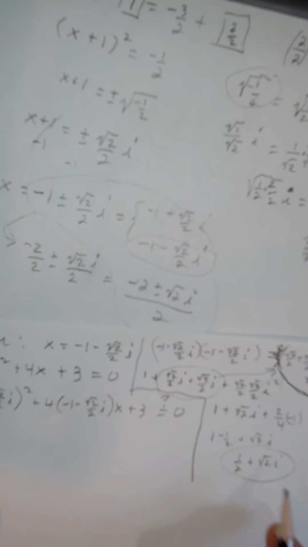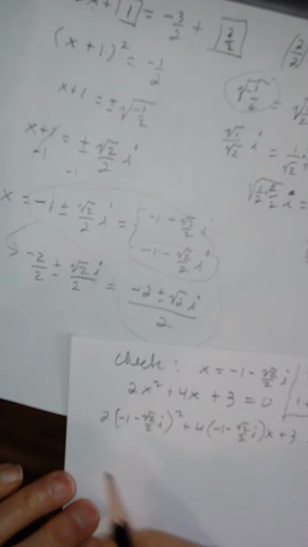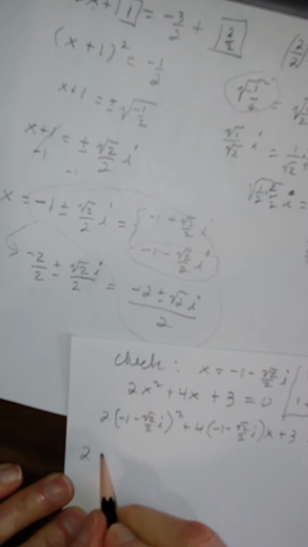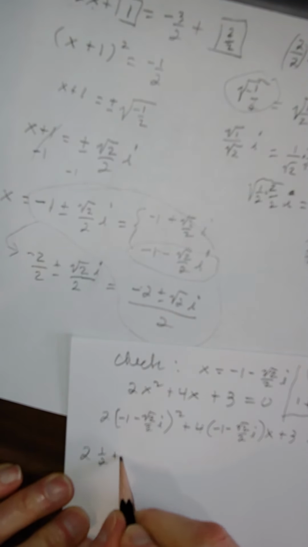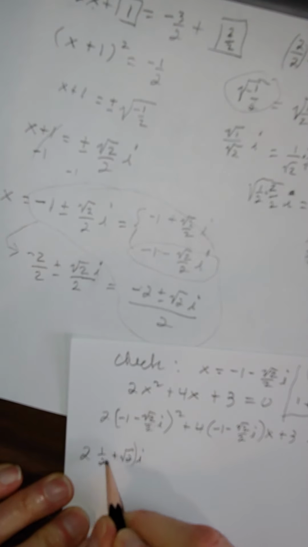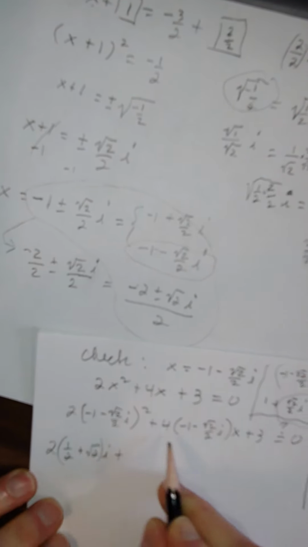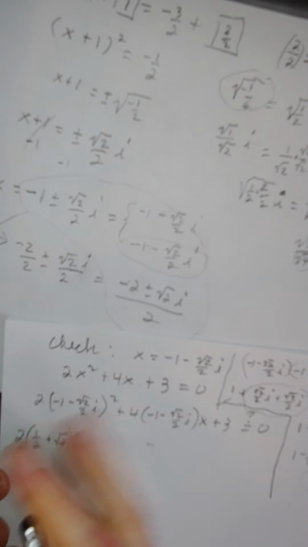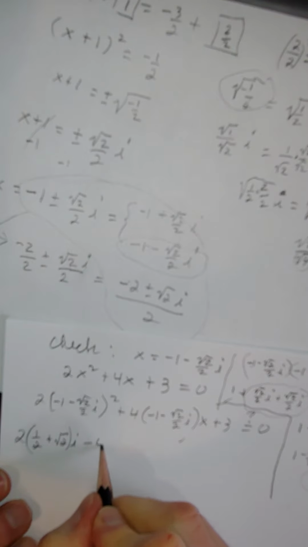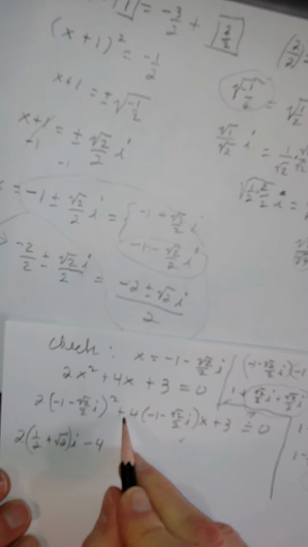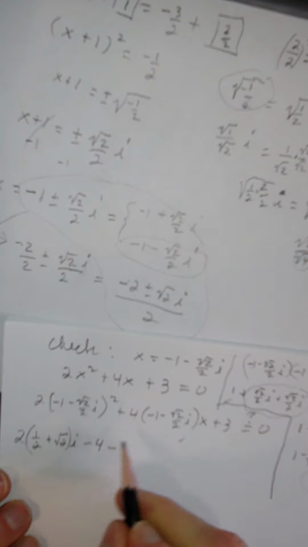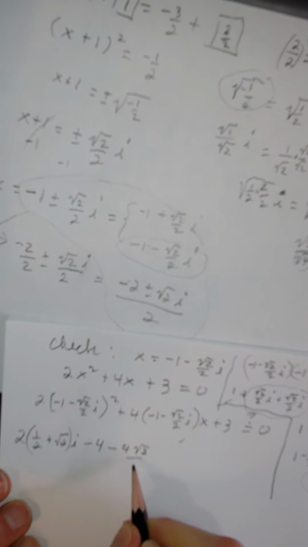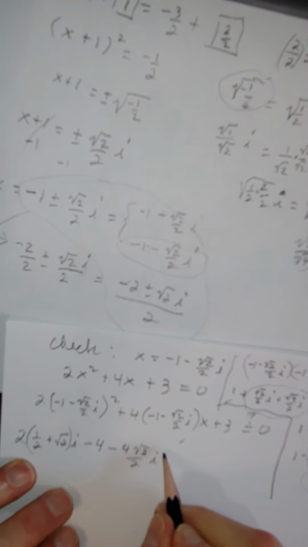But that's the work. Okay, so now substituting this back in for this squared term, so we have 2 times that squared, which turned out to be 1/2 plus square root of 2i, and plus 4 times this, let's multiply it out. 4 times negative 1, that's minus 4. Make that a minus 4. And then positive times negative, minus 4 times square root of 2 over 2i.